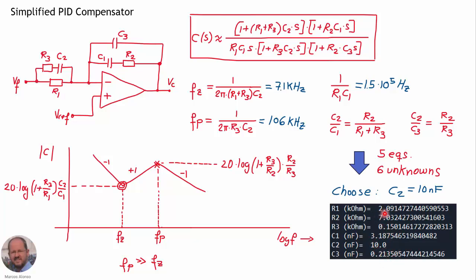All these are reasonable values to be implemented with an operational amplifier. This is 2.1 kilo ohms, this is 7 kilo ohms, this is 150 ohms. This capacitor is 3.2 nanofarads, approximately 10 nanofarads, and 213 picofarads. So with this we can do the implementation of our compensator using an operational amplifier.